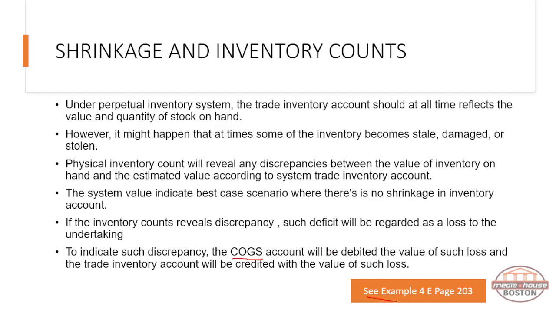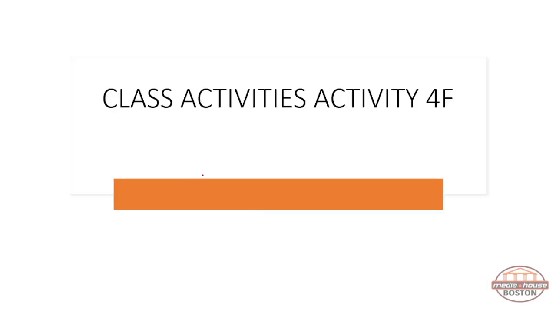An example is example 4E on page 203, which explains more about shrinkage in a business environment and how it affects the gross profit. There is also a class activity which I'm going to leave to you as homework. Please take a look at activity 4F in your textbook, and if you find any challenges, please email me and I'll be able to assist you.